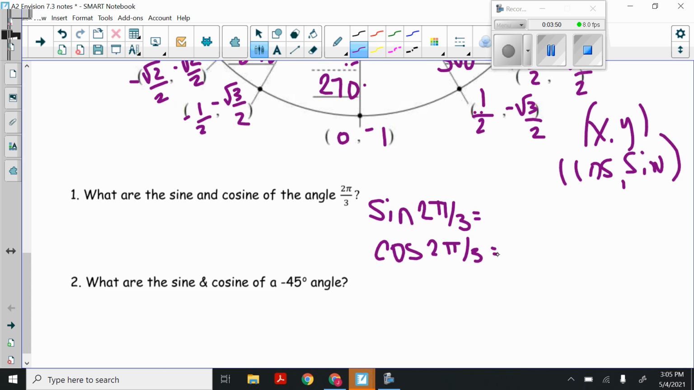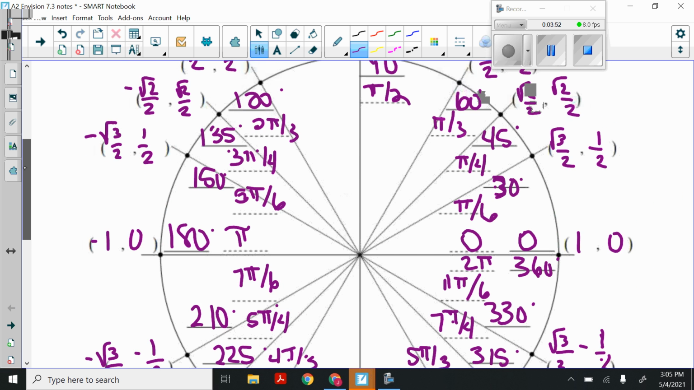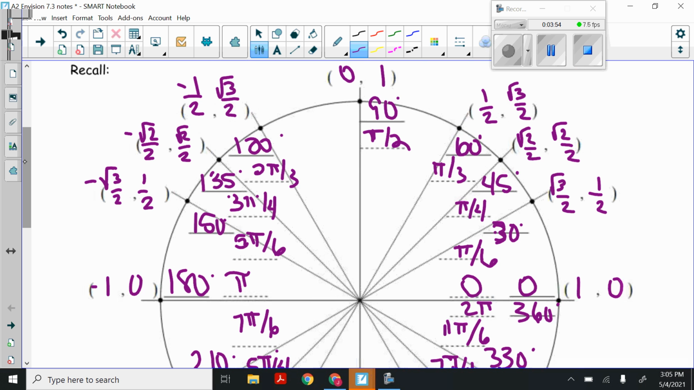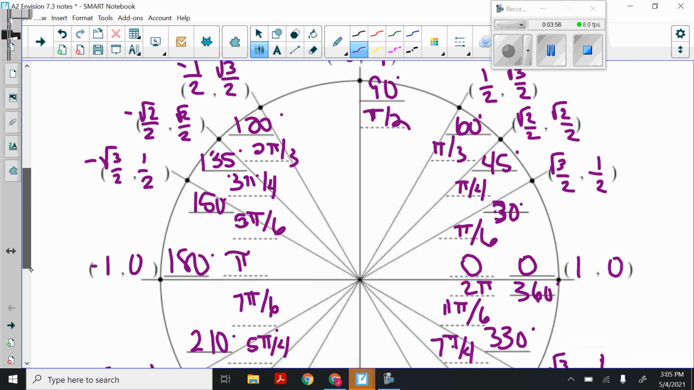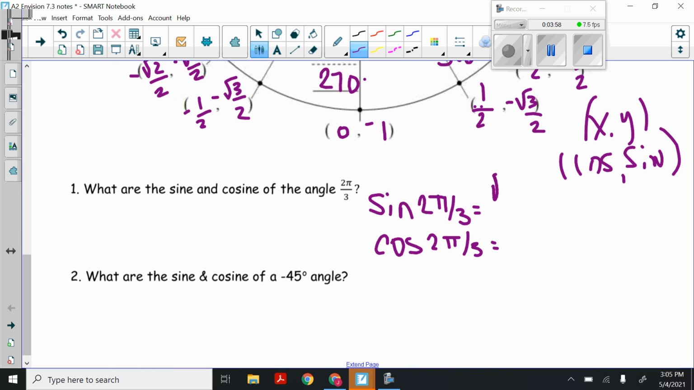So we look at our unit circle, 2 pi over 3. That's the second quadrant right here. So the sine is the y value, square root of 3 halves. The cosine is the x value, which is negative 1 half. Those are our exact answers. You will never give me decimal answers on these.